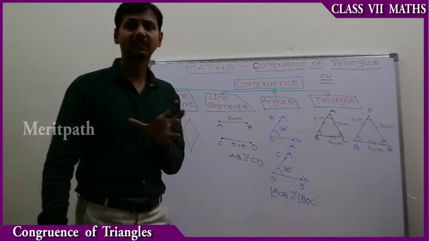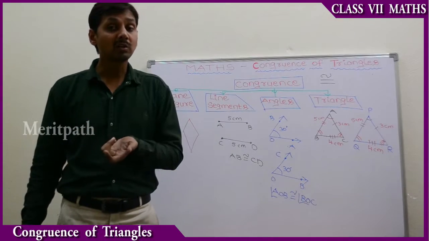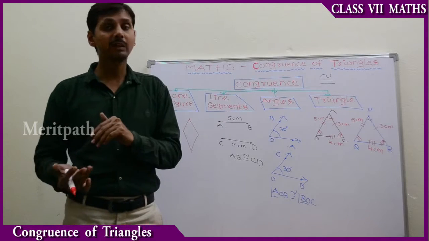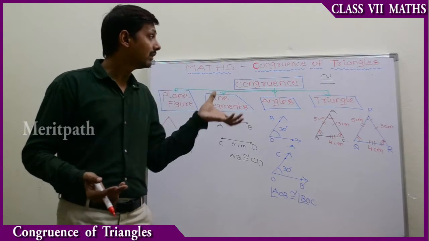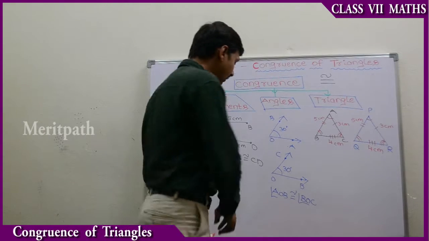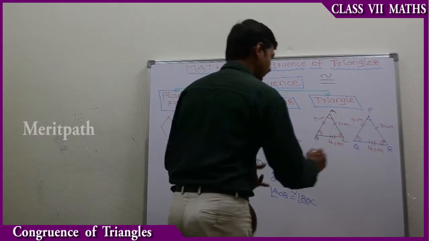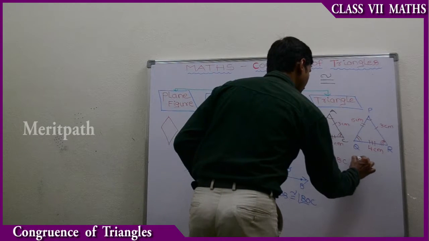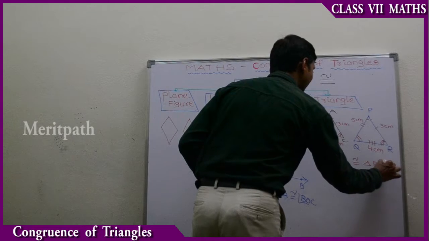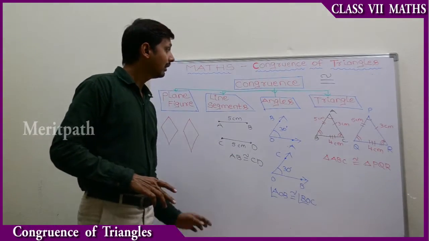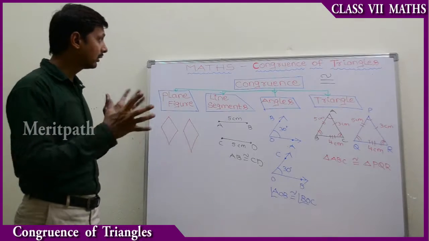In this manner we can compare. When we compare these two triangles, the corresponding sides are equal and corresponding angles are equal, and then we say that the two triangles are congruent to each other. Like if we see triangle ABC is congruent to triangle PQR, we write in this manner, the corresponding parts of the triangles are equal. And up to now we have discussed about the congruency.